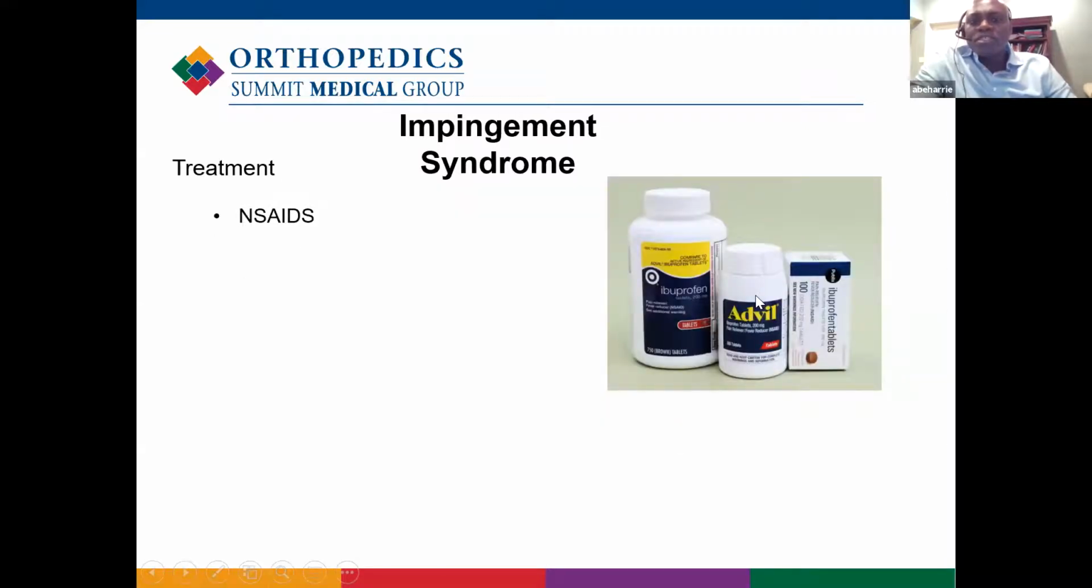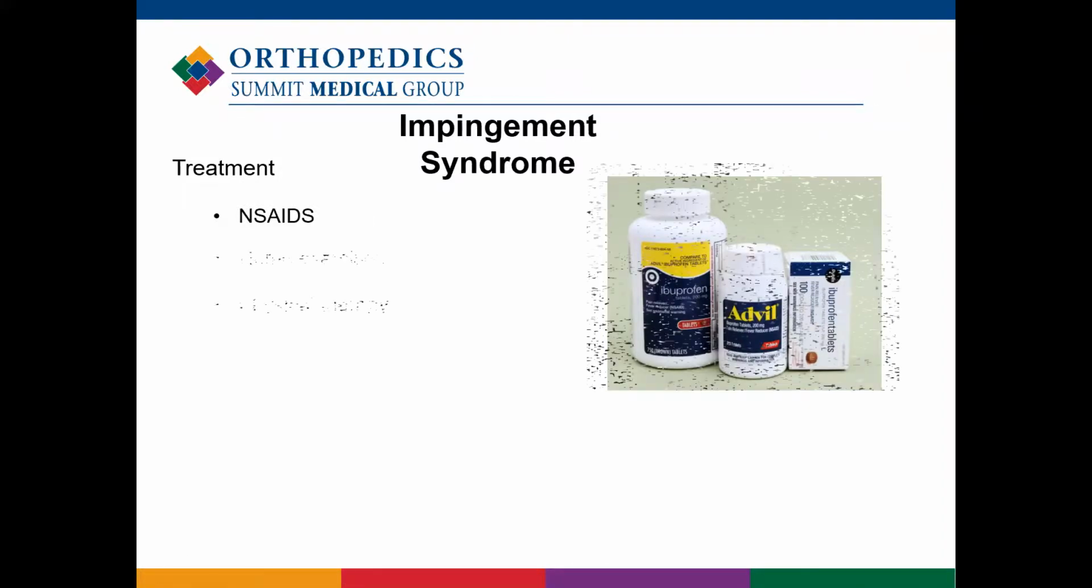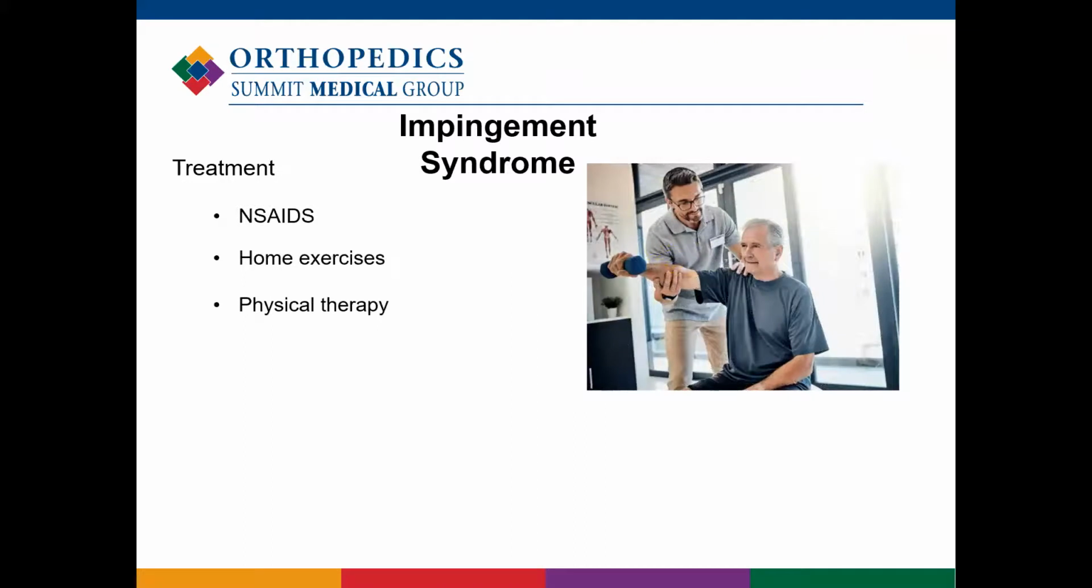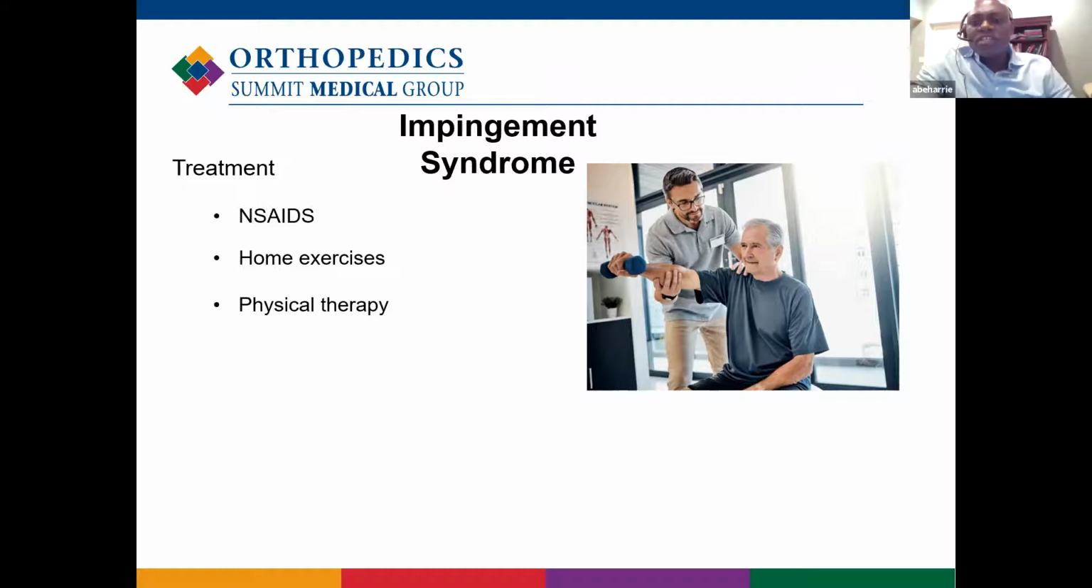Treatment for impingement syndrome is typically conservative, and that involves usually the use of NSAIDs or non-steroidal anti-inflammatory drugs such as Advil, Motrin, Aleve, Celebrex. Home exercises and physical therapy are also a mainstay of treatment because the goal is to strengthen the rotator cuff.